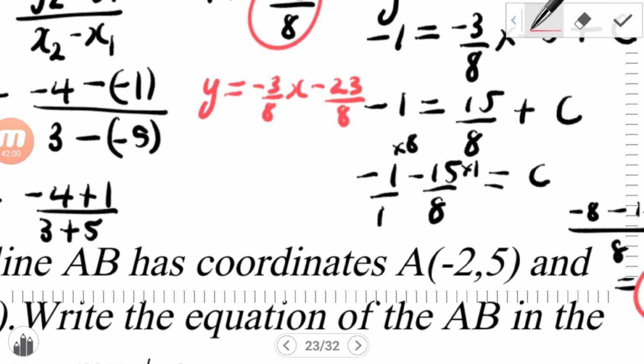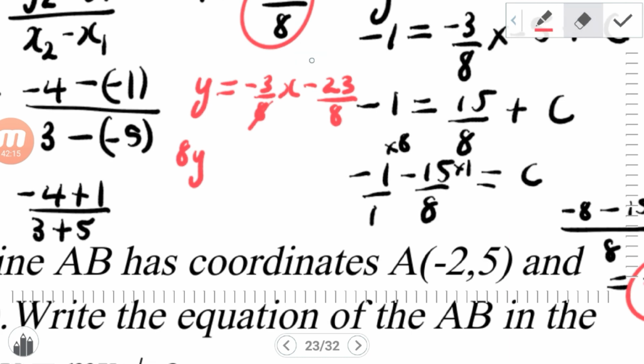So here I'm just going to multiply throughout by 8 because 8 is my denominator. So if I multiply here by 8, I'm going to get 8y. If I multiply here by 8, then the 8 will cancel here and here. So the 8 will cancel, ending up with minus 3x. And then if I multiply by 8 here, obviously the 8 is going to cancel. So therefore I'll end up with minus 23.